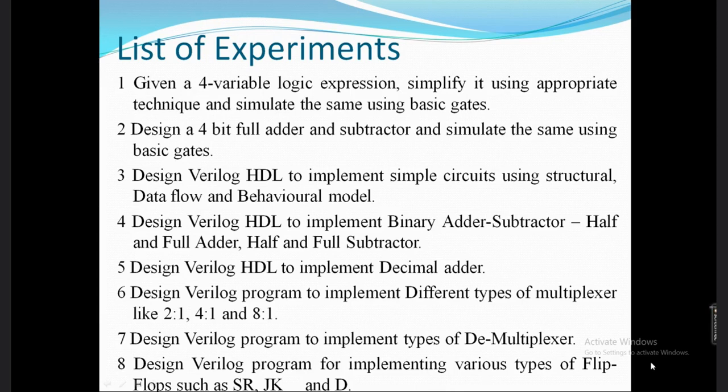The first two experiments are nothing but implementation of logic gates, and we are going to simulate them using PSpice. Next, we are going to write Verilog hardware description language for all the other experiments, and we are going to simulate the Verilog HDL program and verify the output.